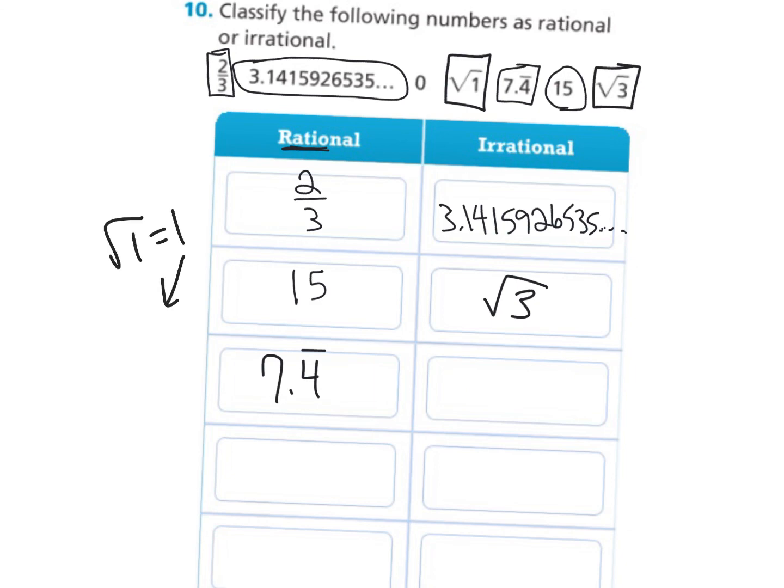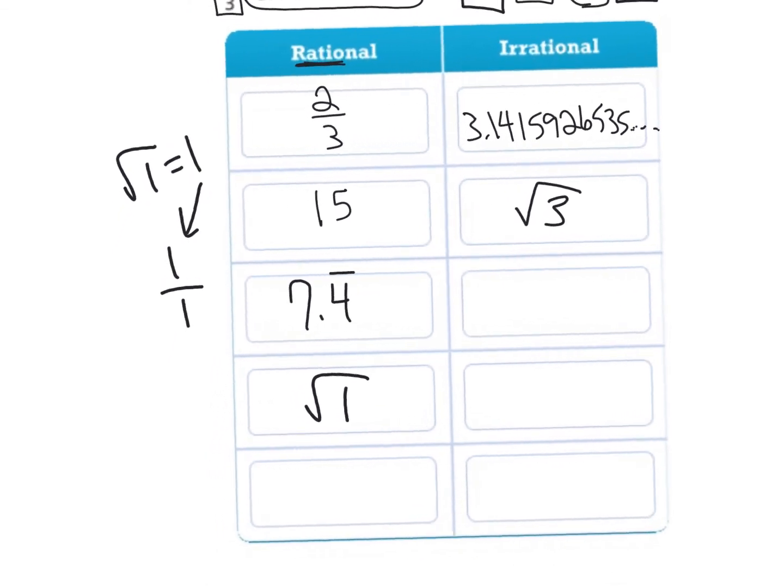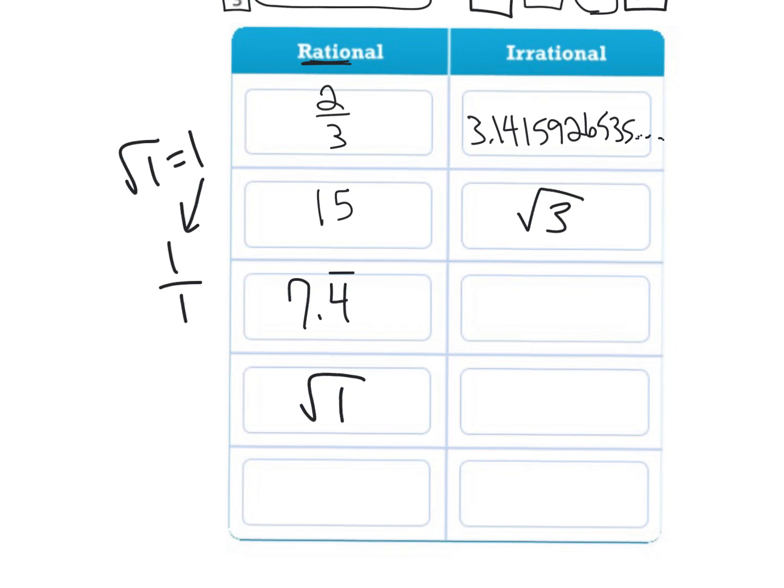And we could, if we wanted to, write that as a fraction, 1 over 1. 1 divided by 1 is 1. So square root of 1 would be rational. And finally, 0. 0, you could actually put 0 over any number. 0 divided by any number would be 0, other than we can't do 0 divided by 0. So that would be rational.